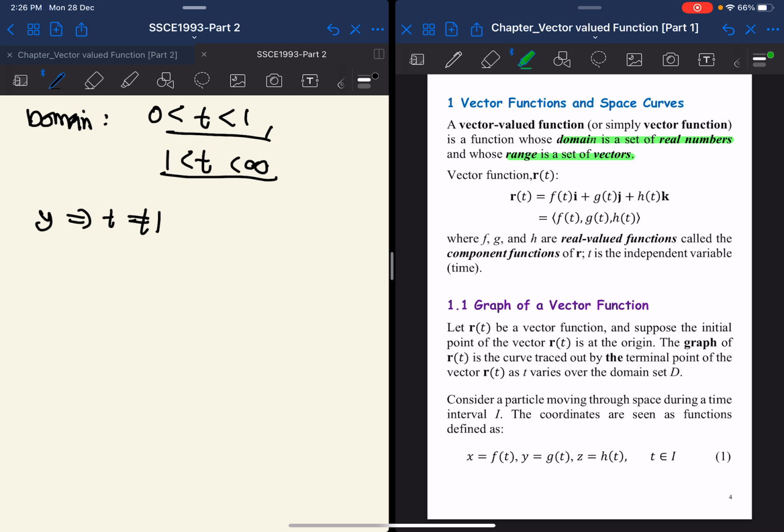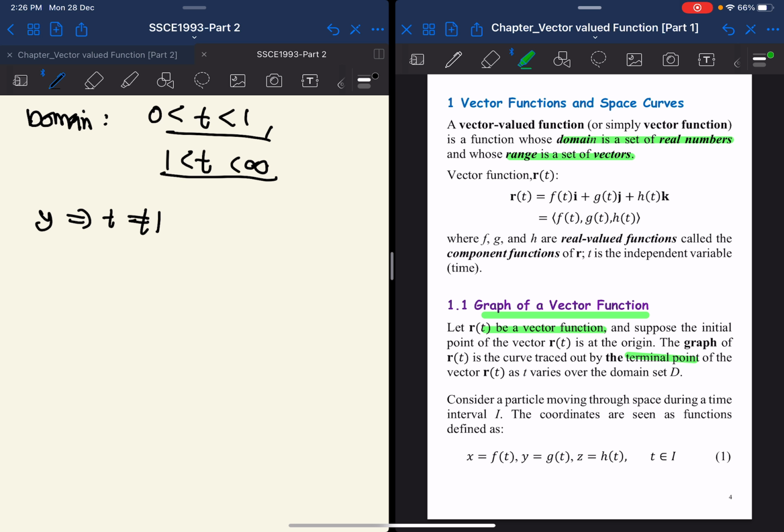We will see the importance of the values of t when we move to the second part, which is graphing a vector function. Like I mentioned, we let r(t) be a vector function. Suppose that the initial point of the vector r(t) is at the origin, because we are dealing with time now. Obviously we are going to have an initial point and also a terminal point.